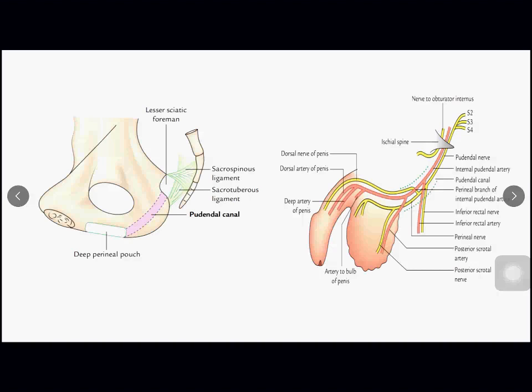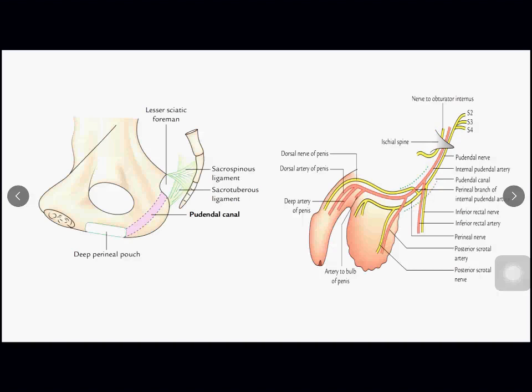It goes behind the pelvis through the greater sciatic foramen. It exits out of the pelvis and goes posteriorly, and it will be resting behind the ischial spine. So you have the greater sciatic foramen here, you have the ischial spine and the lesser sciatic foramen. It will be exiting the pelvic cavity through the greater sciatic foramen, resting on the ischial spine, and entering through the lesser sciatic foramen into the pudendal canal. The dotted line represents the pudendal canal.